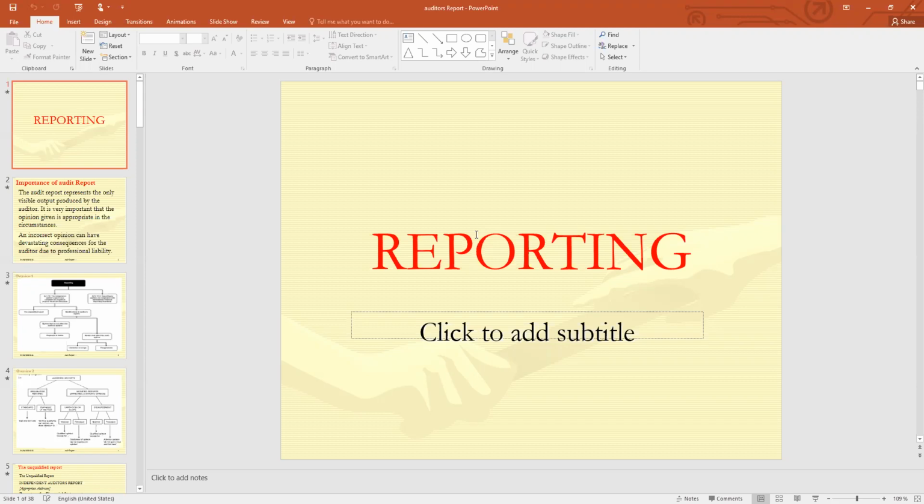Now, the key concern, don't forget, is the opinion. The report is going to have many things, and we are going to go through what makes up the auditor's report, the number of things, but the key concern is the opinion paragraph.